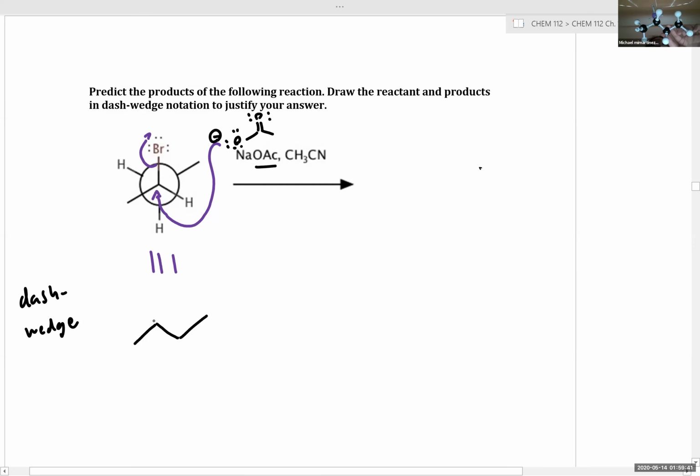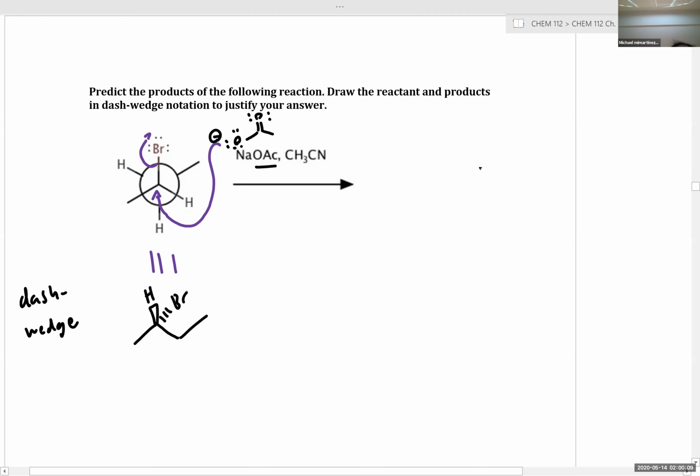And now my question to you is, is this hydrogen pointing towards or away from us? Towards, yep. So we'd give it a wedge. And is the bromine pointing towards or away from us? Away. So the bromine gets a dash.